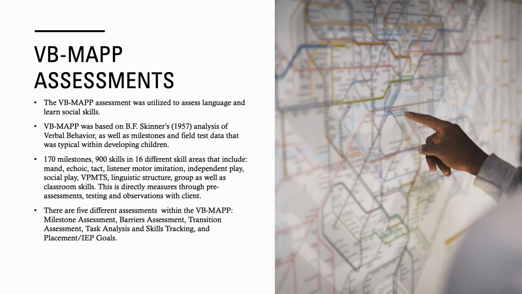With the VB-MAPP assessment, there are, again, 170 milestones with 900 skills in 16 different skill areas that include mand, echoic, tact, listener, motor imitation, independent play, social play, verbal perception match to sample, linguistic structure, group, as well as classroom skills. And this is a direct measure through pre-assessments, testing, and observations with the client.